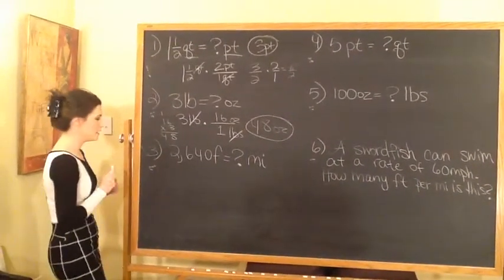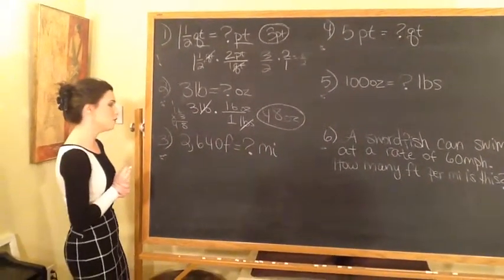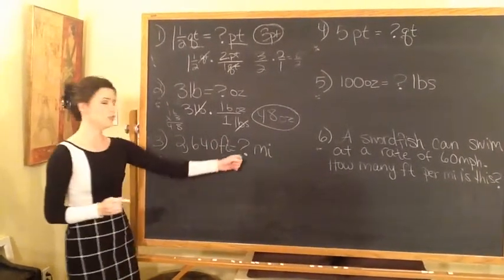Okay, let's go ahead and look at example number 3. We have 2,640 feet is equal to how many miles?